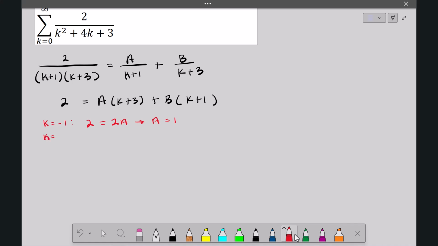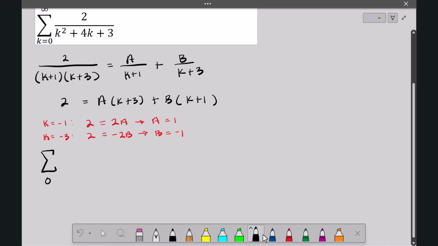Plugging in the convenient value of -3. On the left there is no k, so we keep a 2 on the left. -3 here gives 0. -3 here gives -2 times b. So this tells us that b is -1. So this allows us to rewrite the series from 0 to infinity as 1 divided by k plus 1 minus 1 over k plus 3.